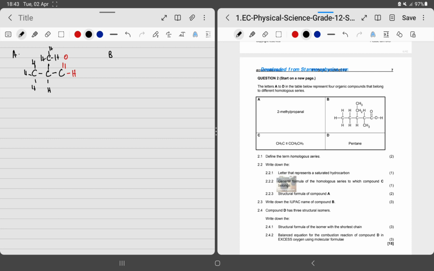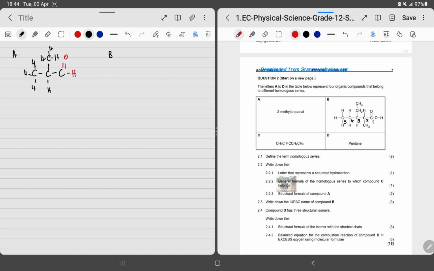The first step in naming it is to identify the longest continuous chain, ensuring that the functional group gets the least possible number. Okay, so what does that mean? I can number from 1, 2, 3, 4, 5. That is the longest continuous chain. Even if I number in this direction, I am still going to have 5 carbons, so it doesn't make any difference.